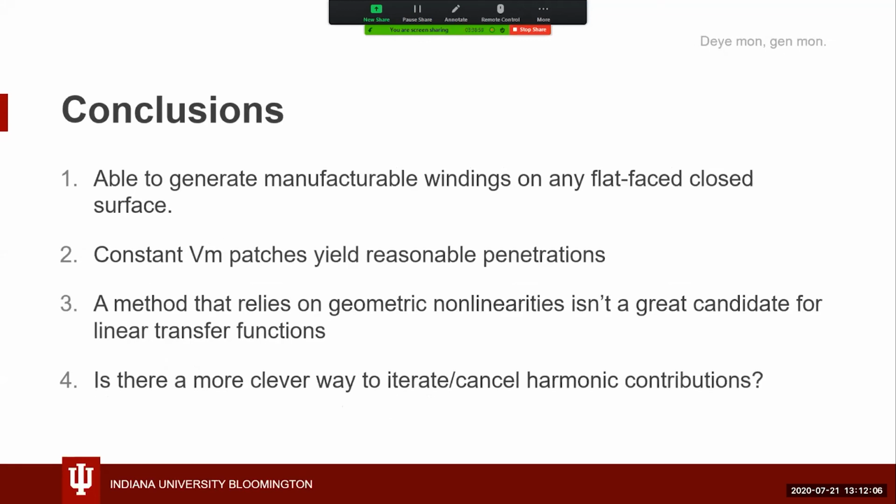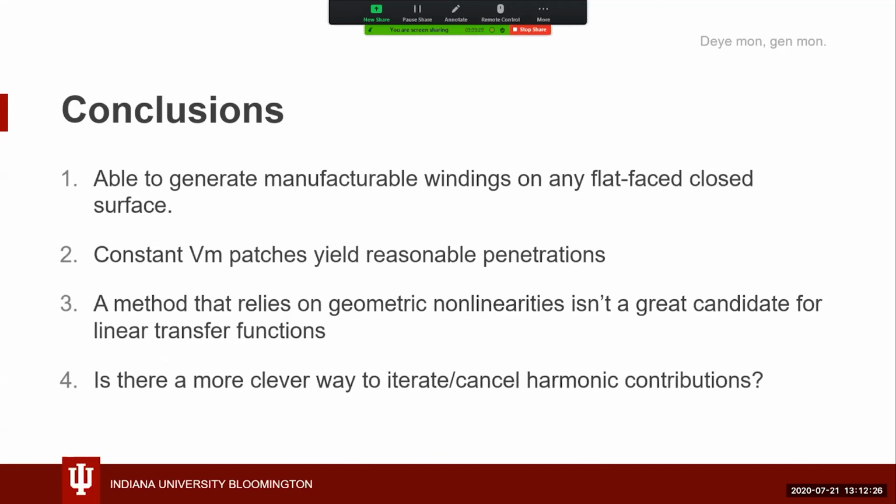And so in conclusion, the code that I have is able to generate manufacturable windings on any oriented, closed-faced, flat-faced, closed surface. Adding these constant scalar potential patches yields reasonable penetrations.